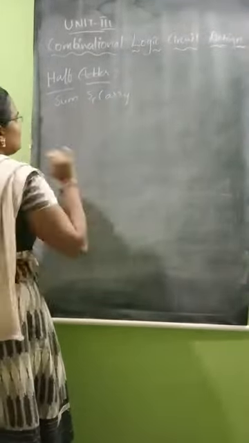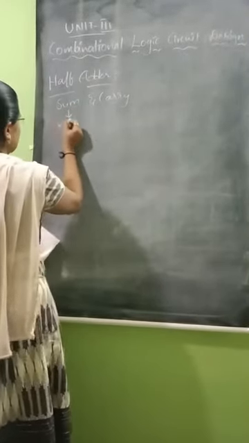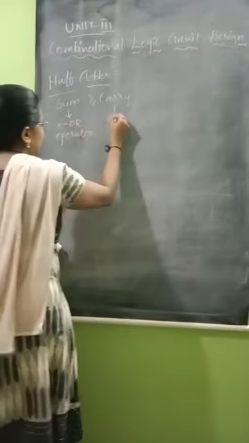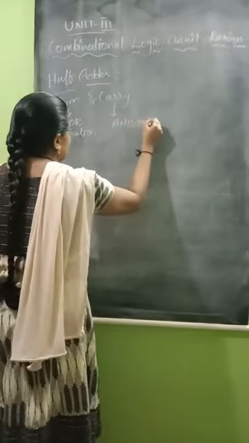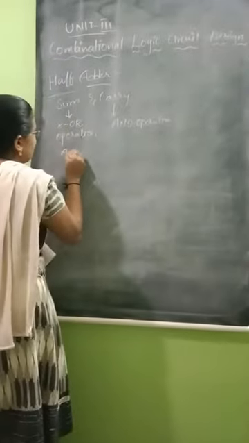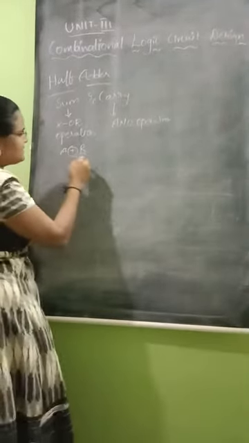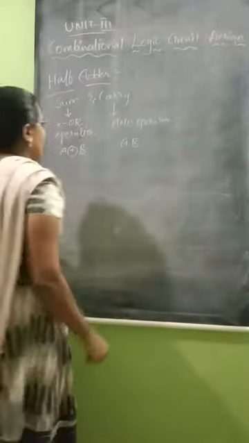Sum means the XOR operation, and carry means the AND operation. Sum performs the XOR operation and carry performs the AND operation. XOR operation works like this for any two inputs, and the carry operation is A into B.